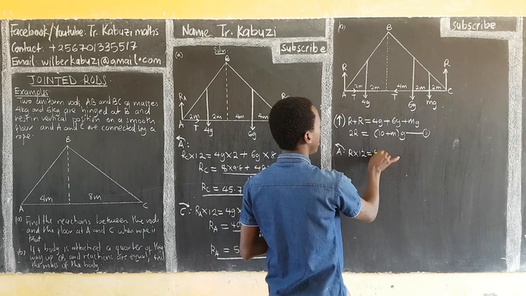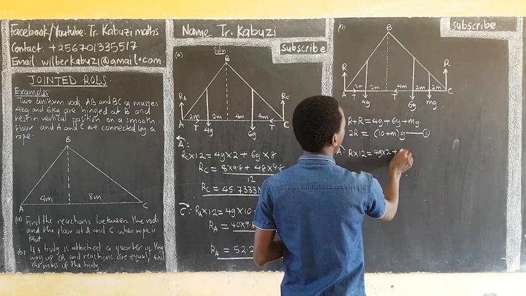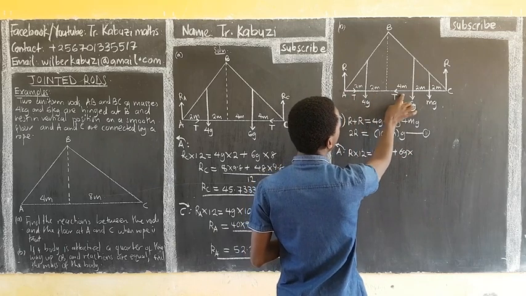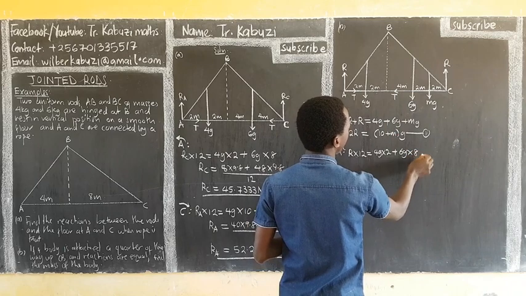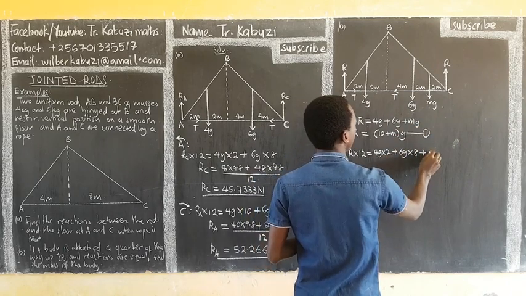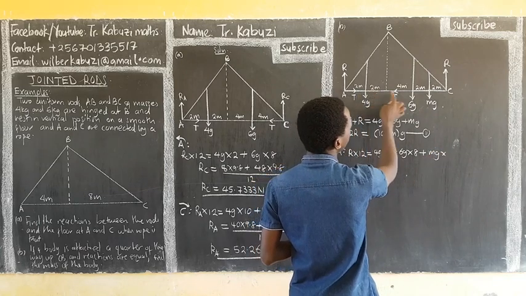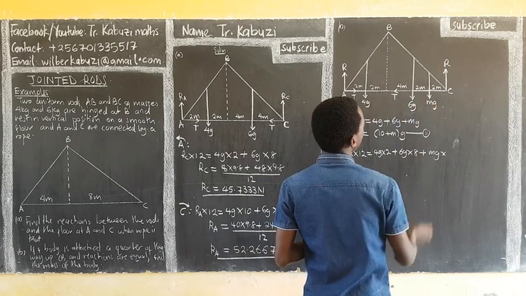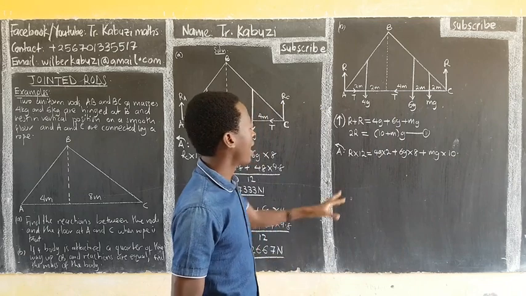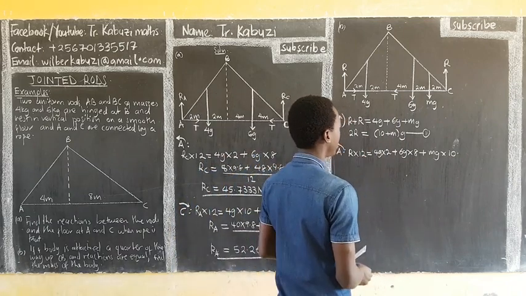So I'll be having 4G times 2, then plus this one is going to be 6G times the distance from A. This is 2, that is going to be 8. Then plus MG times the distance from A, which is 8 plus 2, that's going to be 10. So from here, I can get my R, and then I can substitute it there.